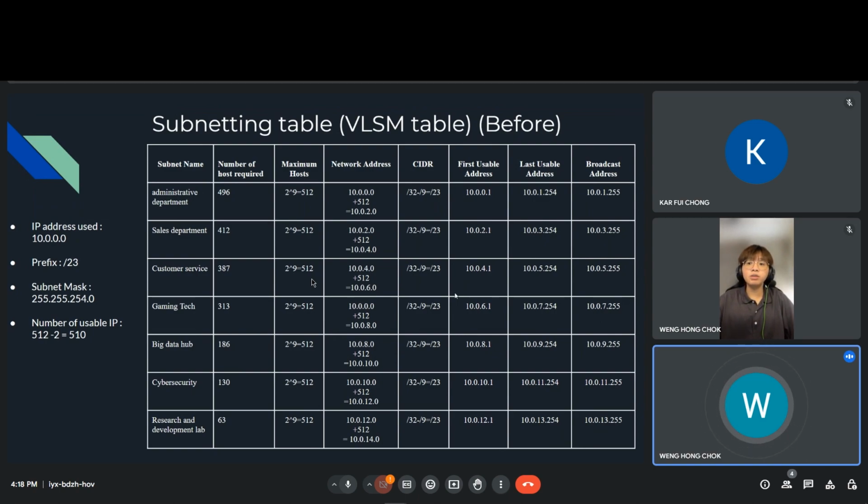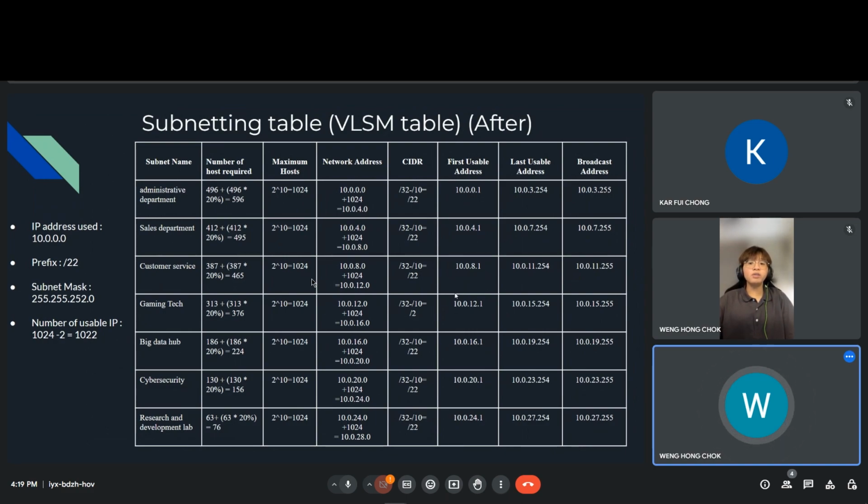The IP address that we use is 10.0.0.0. Since the largest number of hosts needed in the network is 496, a minimum of 9 bits has to be reserved for the host portion of the network address. So there will be 2 to the power of 9, which is 512 IP addresses available in this network, but we still need to remove 2 addresses for the network address and the broadcast address. We still have 510 usable IP addresses for every network.